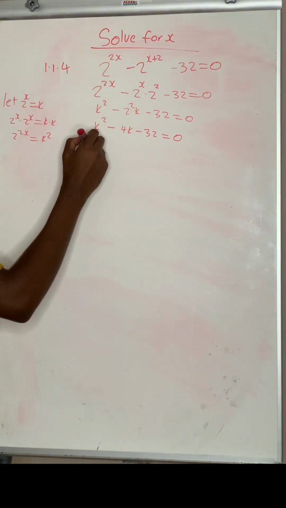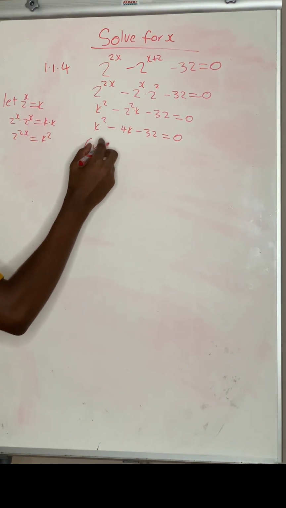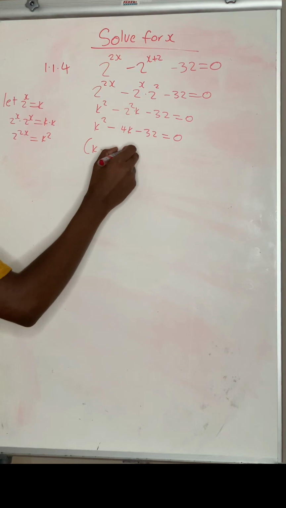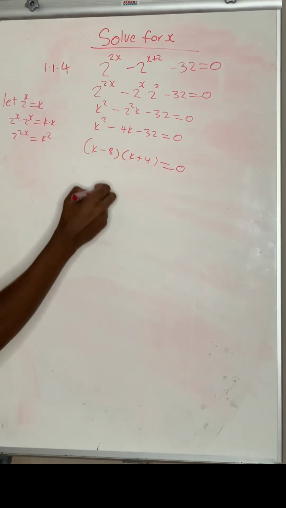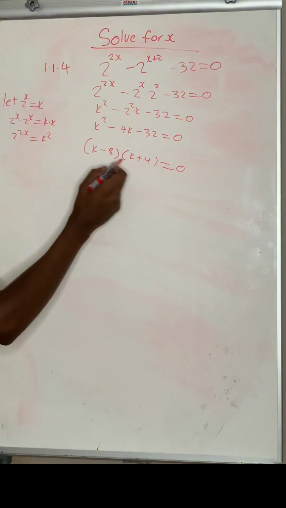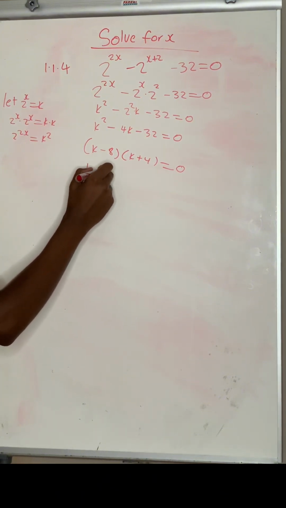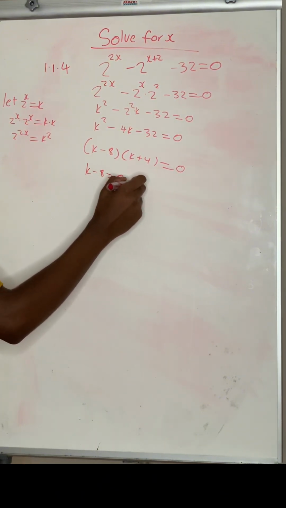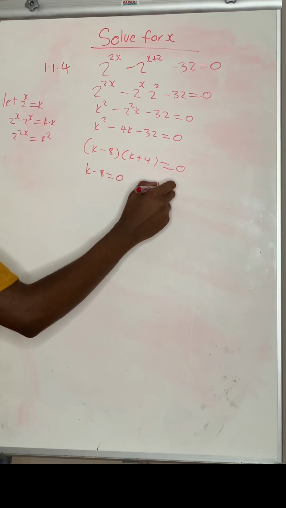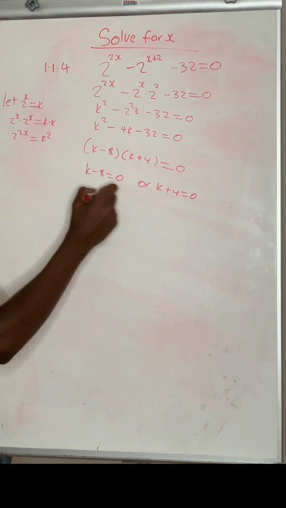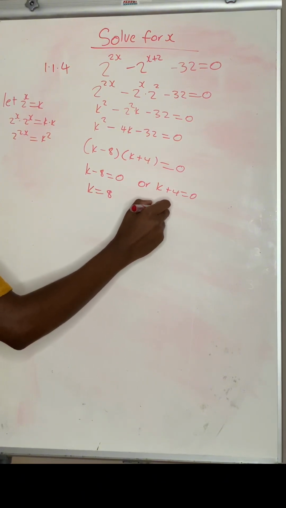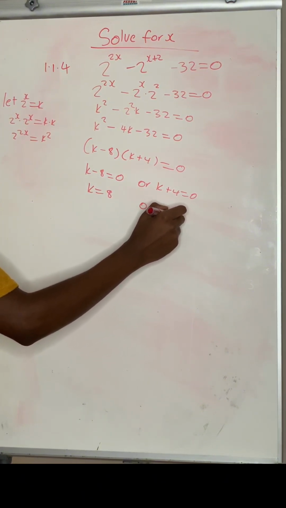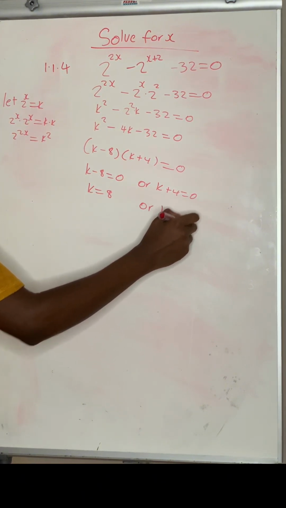Now let's factorize this. This is going to be k minus 8 times k plus 4 is equal to 0. And then we can equate each term to 0. So it's going to be k minus 8 is equal to 0, or k plus 4 is equal to 0. So k is equal to 8, or k is equal to negative 4.